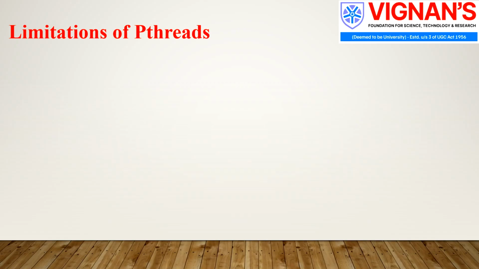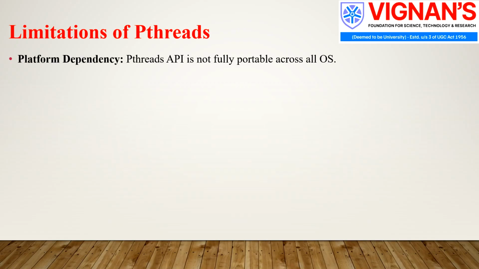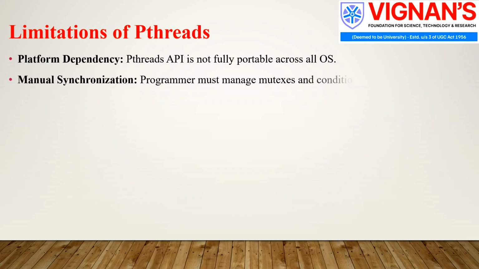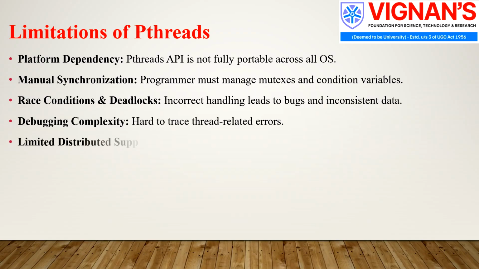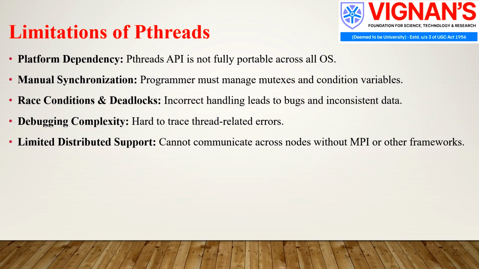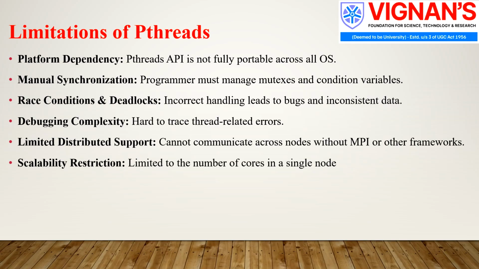Limitations of Pthreads. Platform dependency. The Pthreads API is not fully portable across all operating systems. Manual synchronization. Programmers must manually manage mutexes and condition variables. Race conditions and deadlocks. Incorrect handling can cause bugs and inconsistent data. Debugging complexity. Thread-related errors are hard to trace and fix. Limited distributed support. Cannot communicate across nodes without MPI or other frameworks. Scalability restriction. Limited by the number of cores in a single machine.